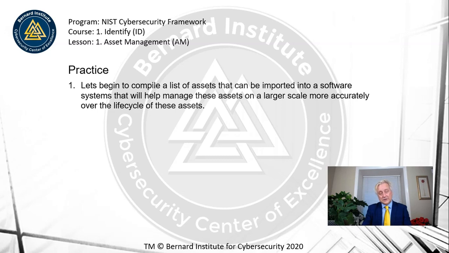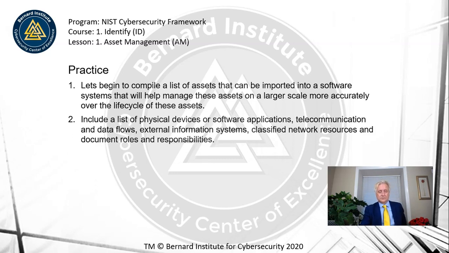Some organizations, however, have thousands of assets. I know some small organizations that have 6,000 assets, and some large organizations that have over 90,000. So depending on the size of your organization and how many assets you discover, that might drive the need for automation or the use of Excel. So practice 1, create a list of assets. Practice 2, include the physical devices and the applications, telecommunications, and data flows in the asset inventory.